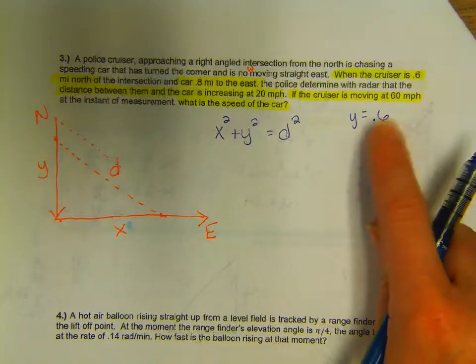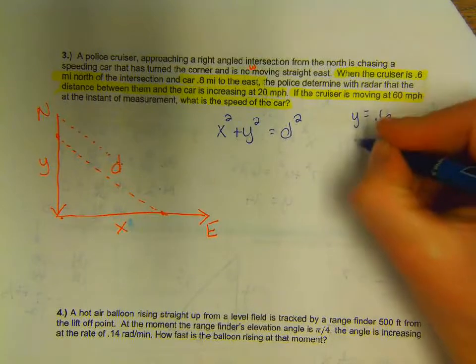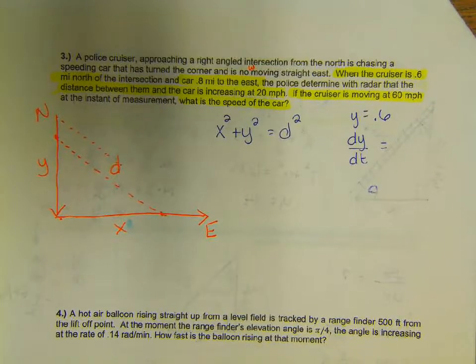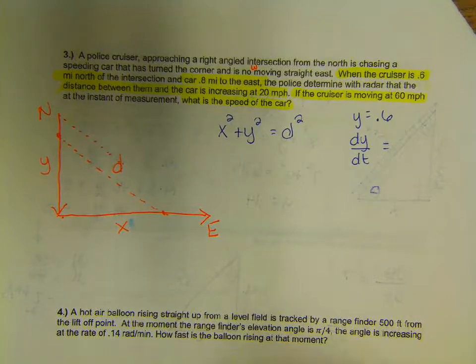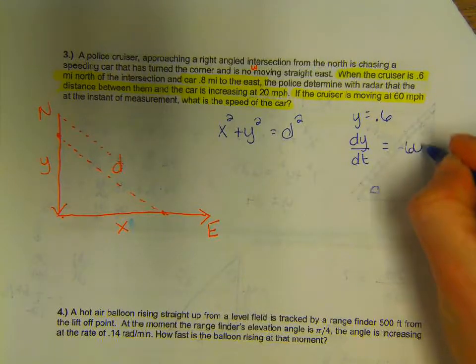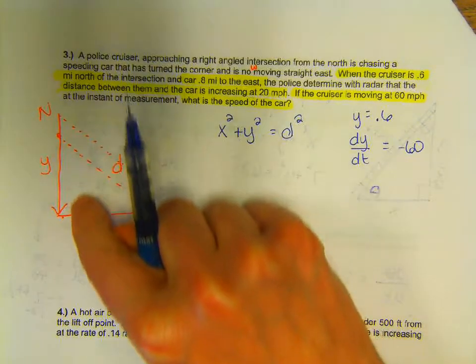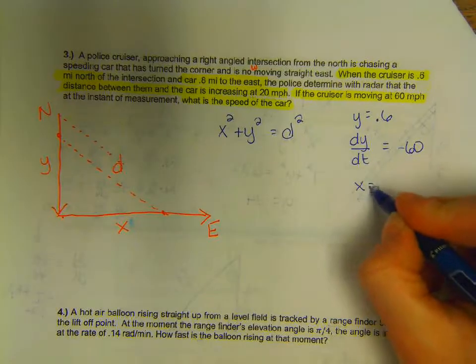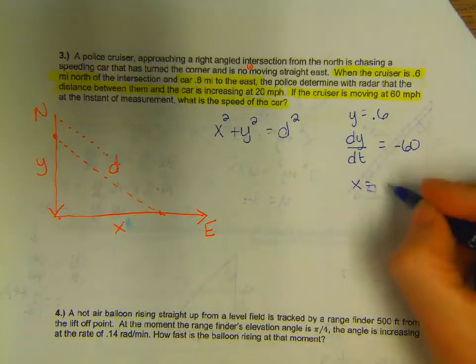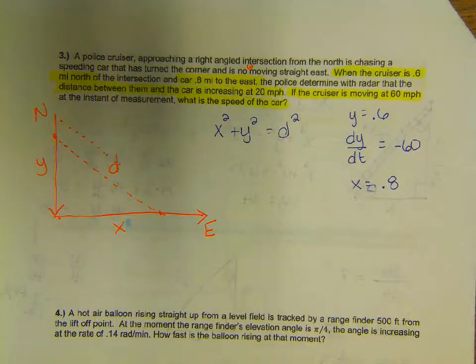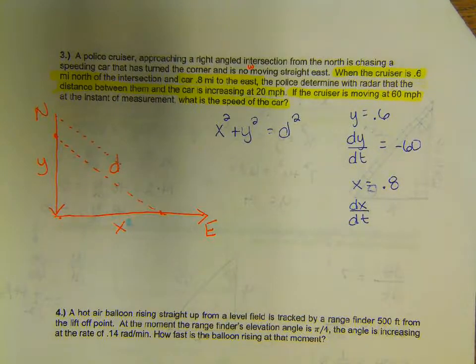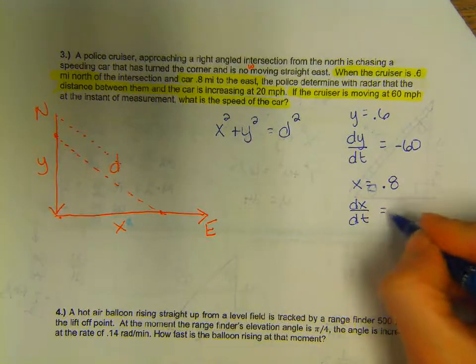This is the cruiser, right? What's the speed of the cruiser? Here's the deal though, it's moving towards the intersection, so we're going to call that a negative 60 miles per hour, because this distance is getting smaller. Okay. All right, how about x? Do we know x? It's going to be 0.8. Do we know dx/dt, the speed of the speeding car? Nope, that's what we're going to try to find. I'll put a little question mark there.